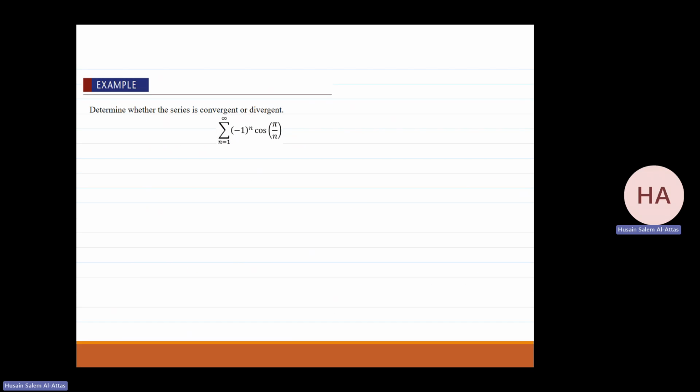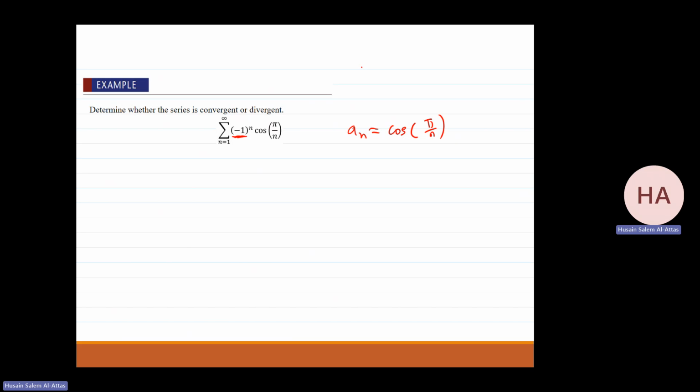Let me go now to these problems. What is this? Is this an alternating series? Yes, I have minus 1 to the power n. And this a_n would be cosine of pi over n, which is always, is it always positive? No, it's not always positive.